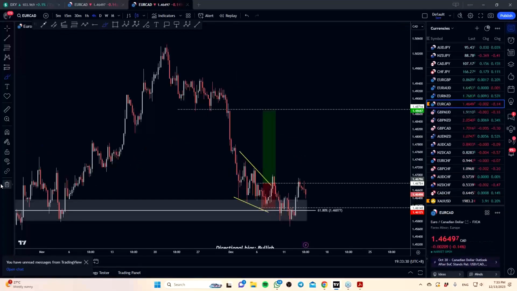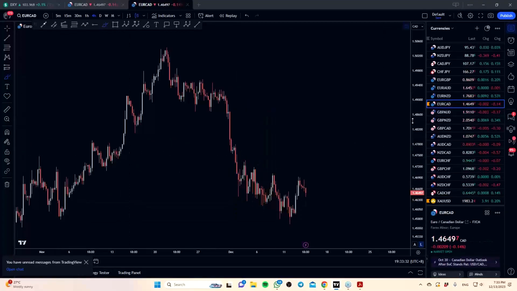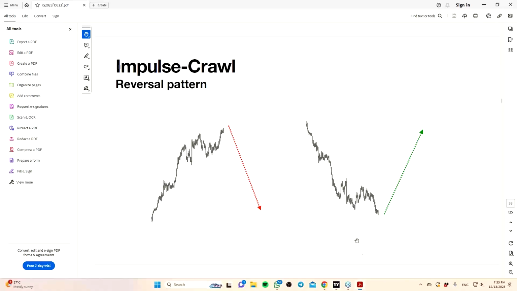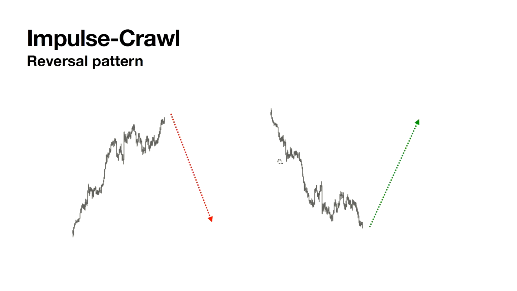Let me give you another example over here. This is a Euro Canadian one. We haven't talked about this pattern, so I'll come back to this. Let me go back to the slide first. Now this is another pattern. This is what we call a reversal pattern.